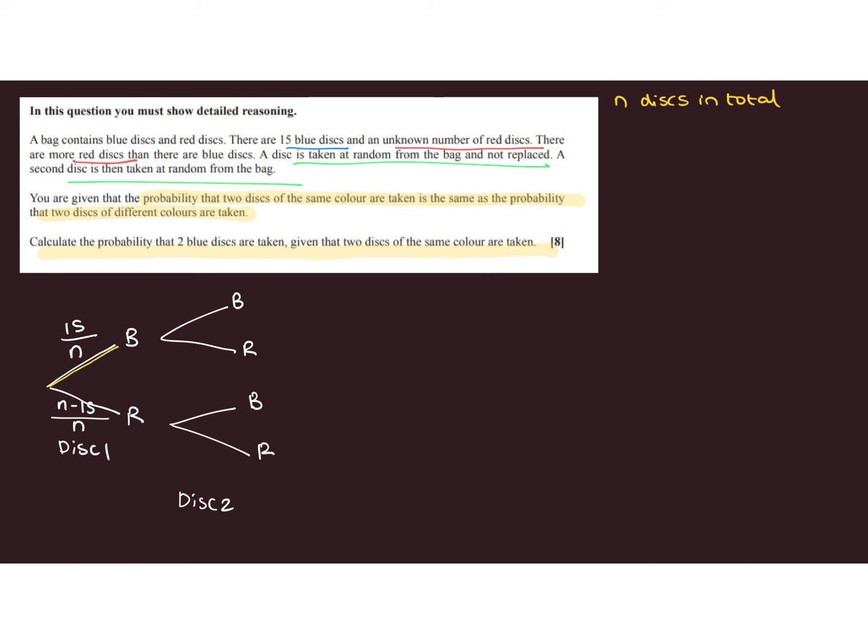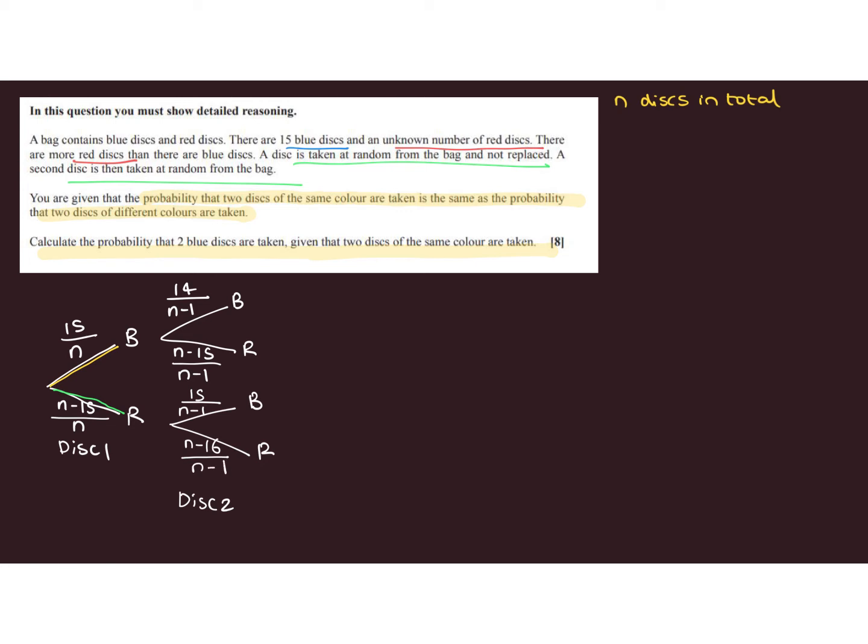So if we follow this path here, the first disc is blue, which means that there are 14 blue discs left out of a total of n minus 1. There must still be n minus 15 discs in the bag that are red, but now this is over n minus 1. If, however, we follow this path and the first disc is red, there are still 15 blue discs in the bag, but that's out of n minus 1. There must now be one fewer red disc, so that's n minus 16 in the bag over a total of n minus 1.